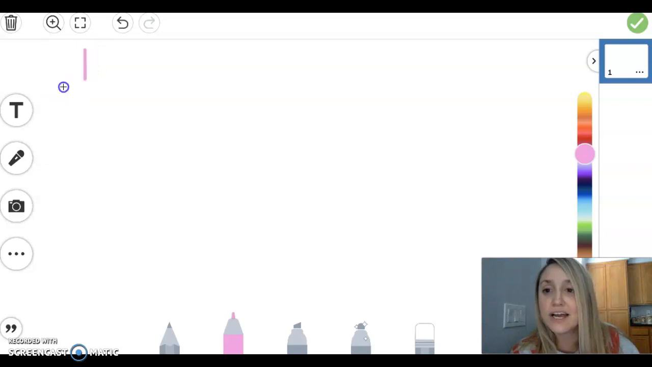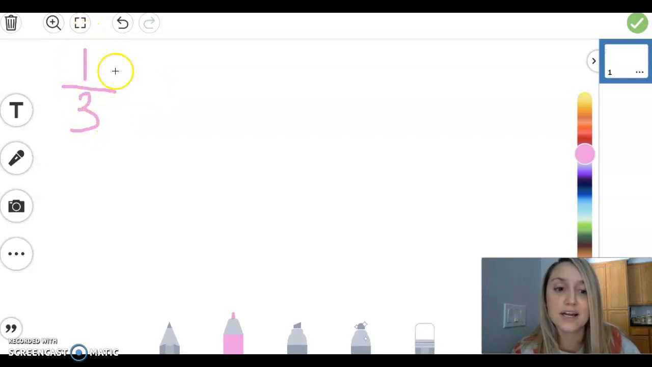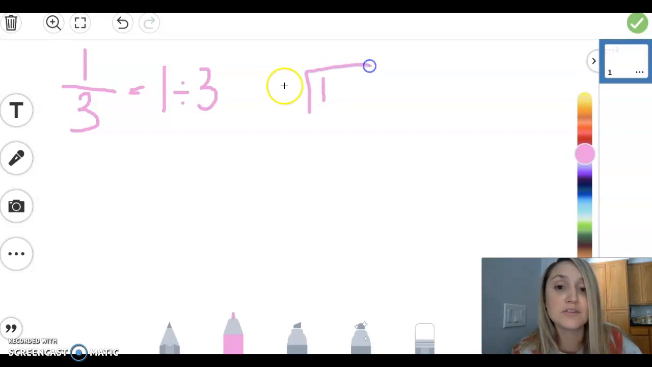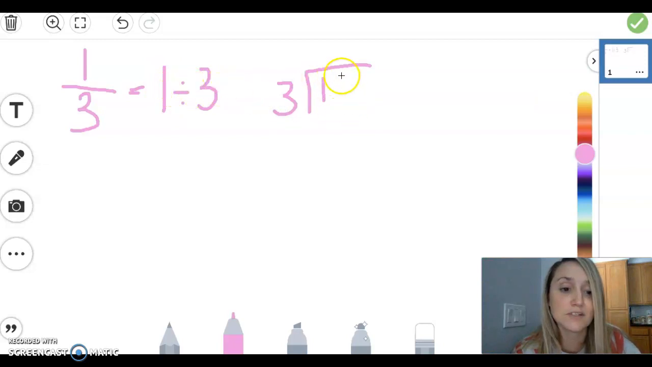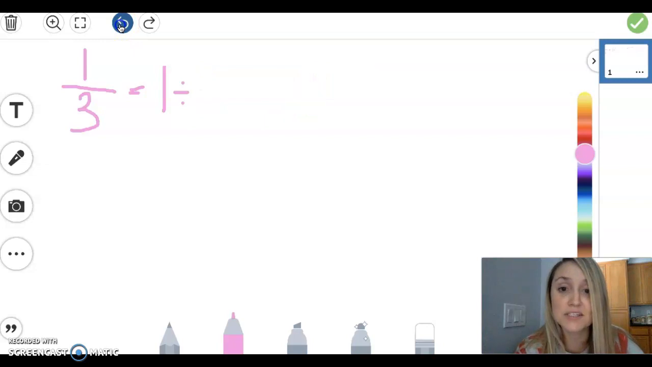So just to recap, yesterday I showed you that a fraction is actually written as a division problem as well. So this would be 1 over 3 or 1 divided by 3. And to recap too, the numerator always goes in the house. So 1 divided by 3, remember the first number is always the one that goes in the house. So that is very important.